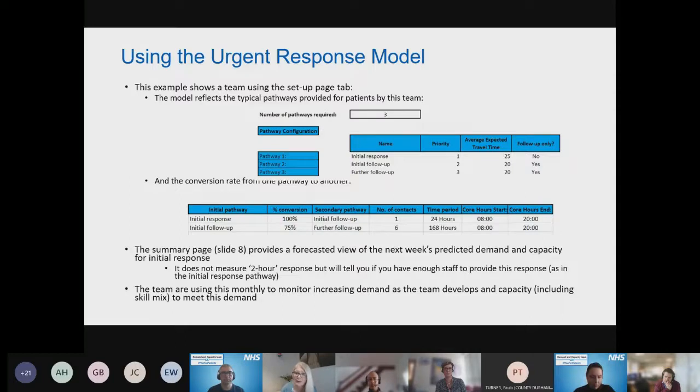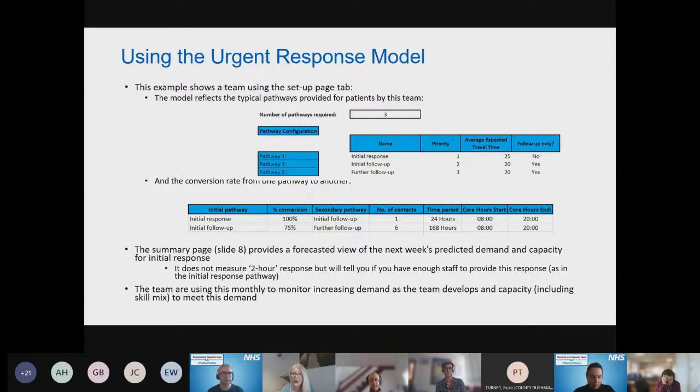The model will only be as good as it can be in terms of estimation. It won't know exactly what you're doing, but you can tell it what a normal travel time might be for you. This team covered quite a big patch. They estimated a first initial response might need about 25 minutes, because they tend to go from base to that new patient and back to base. Follow-ups might be more clustered, so there's less travel. But you're telling the model your best guess of the time you spend getting to patients.